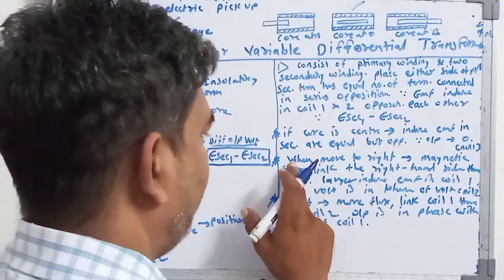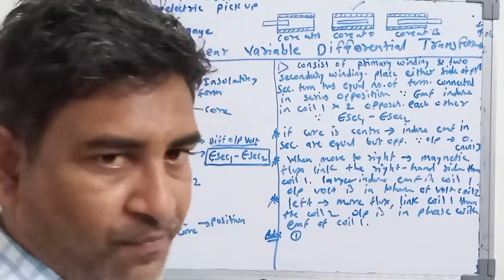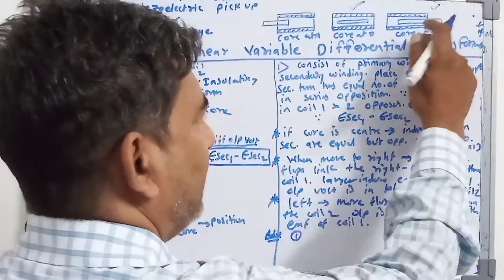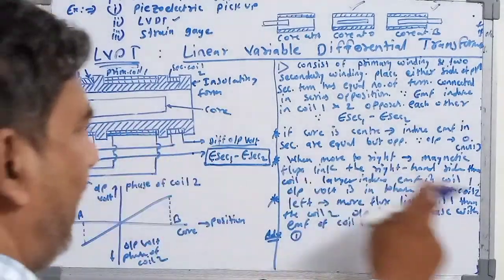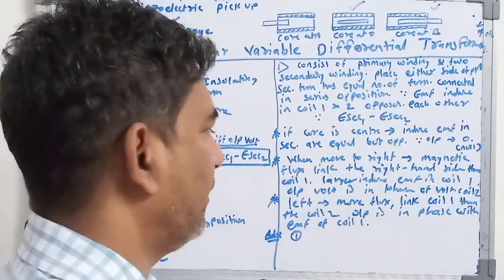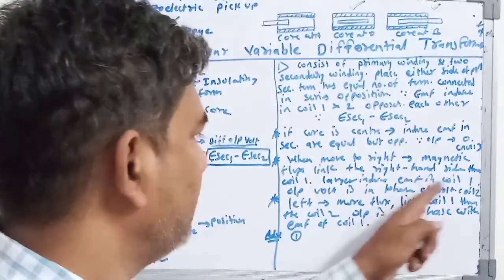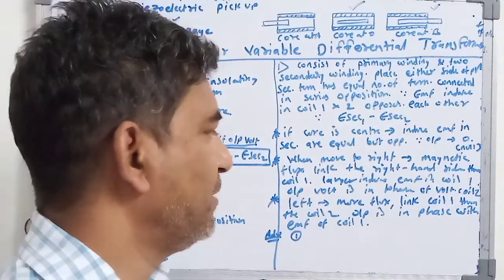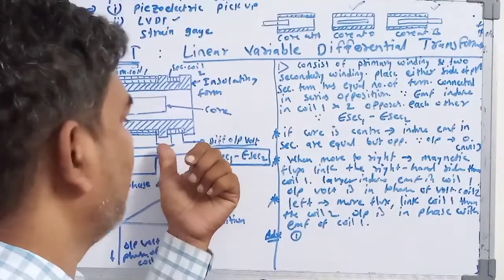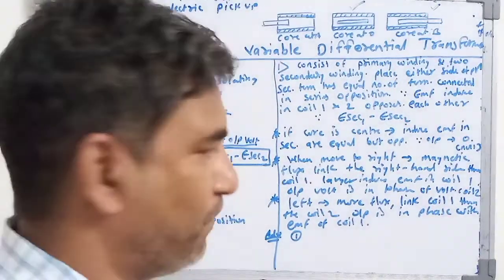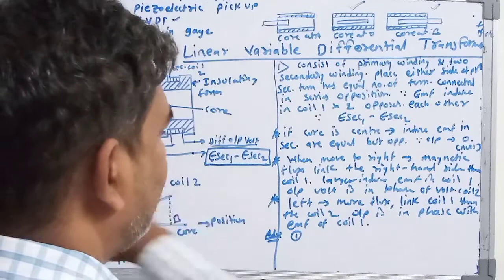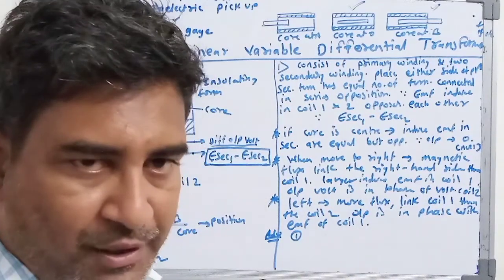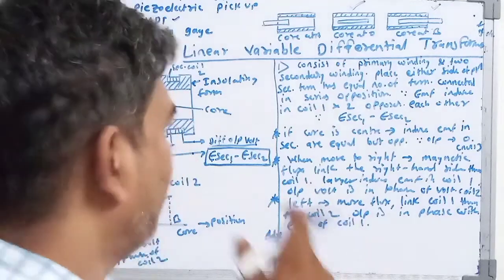But when it moves to the right, at core B, the magnetic flux links to the right-hand side and mixes with coil number 1. It produces a larger induced EMF in coil 1, and since the output voltage is in phase with coil number 2, whatever coil number 2 produces will be in phase with that particular coil. As soon as the core position is moved to the left side, more flux is linked with that particular coil.